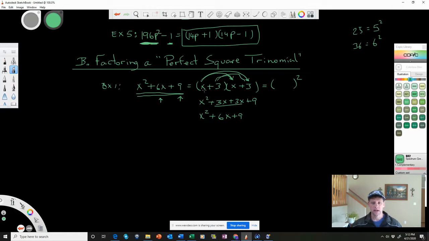However, because x plus 3 and x plus 3 are the same binomial, another shorter way of writing x plus 3 times x plus 3 can simply be x plus 3 squared. So in your assignment for this one, you're just going to want to write that, x plus 3 in parentheses squared. Pretty easy, huh? Let's do another example.